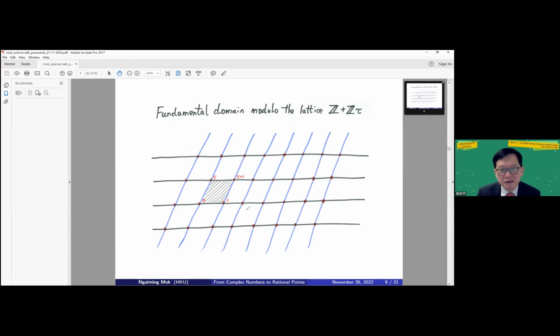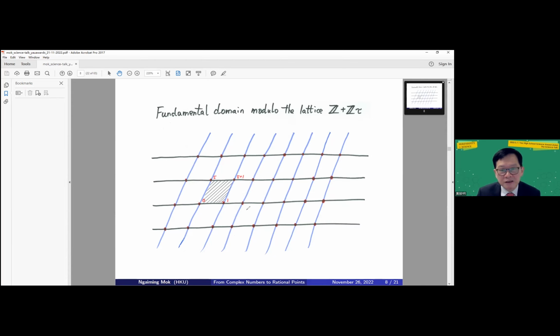So how do we classify them? Well, actually, we can classify in the following way. You take a lattice generated by 1 and tau, and then tau and tau prime would give you isomorphic elliptic curves if and only if they are obtained by one substitution. And the substitution is given by a matrix A, B, C, D, which is in SL2Z, namely the determinant is equal to 1 and the coefficients are all integers.